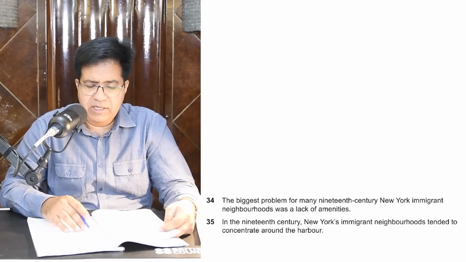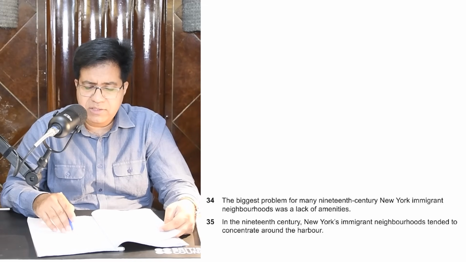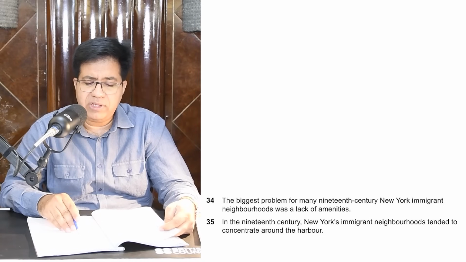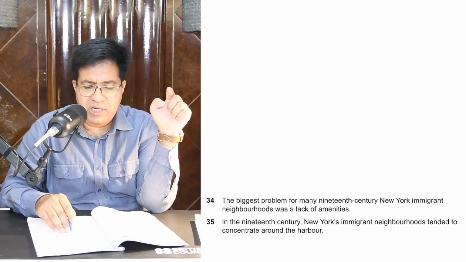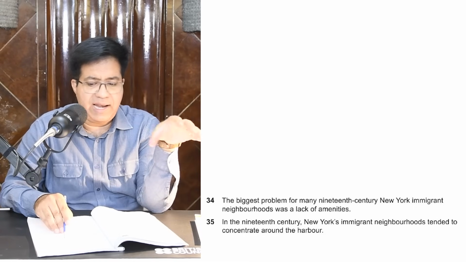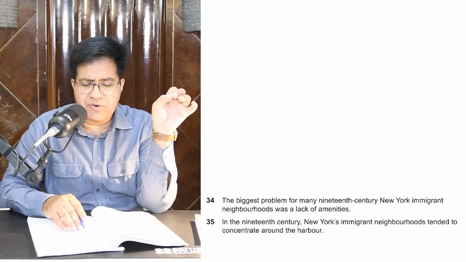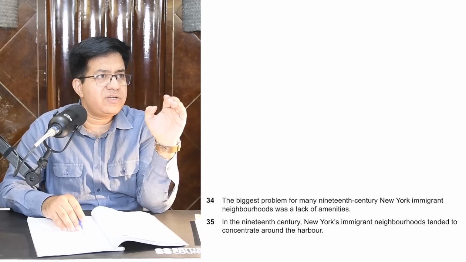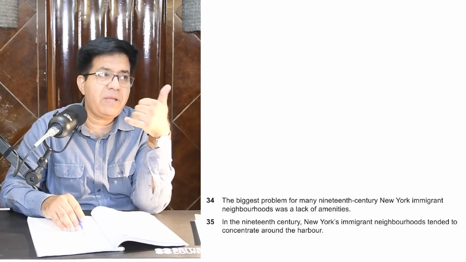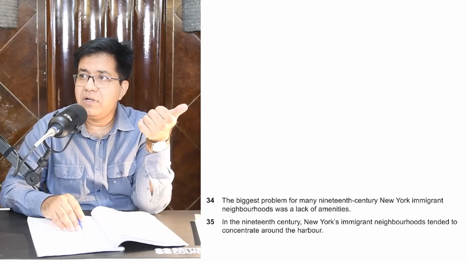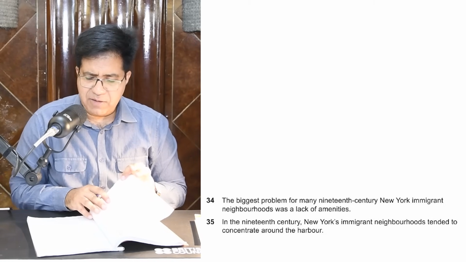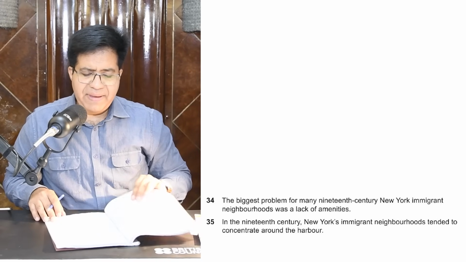Question number 35. In the 19th century, New York's immigrant neighborhoods tended to concentrate around the harbor. Now, immigrant neighborhoods mean the people who migrated and lived in that area, tended to concentrate around the harbor. If they concentrated near the sea, they preferred the area near the sea. Answer is yes. If they preferred some other area, not harbor, answer is no. Otherwise, not given. So we come back, 19th century immigrant neighborhoods. Same paragraph.